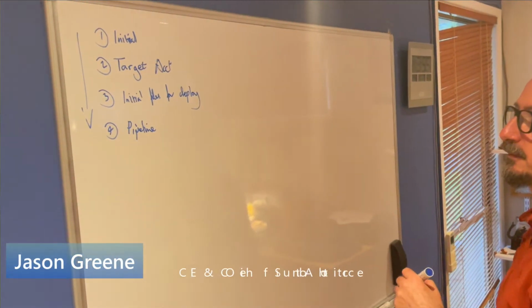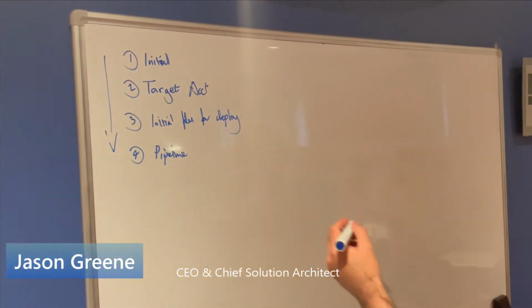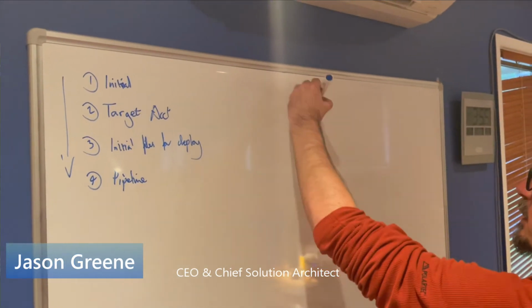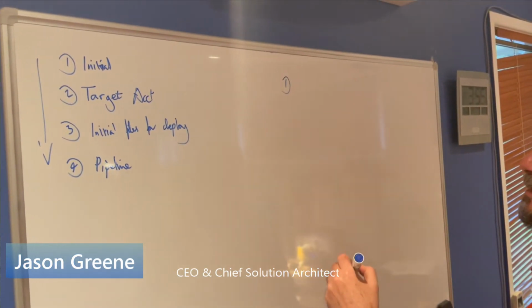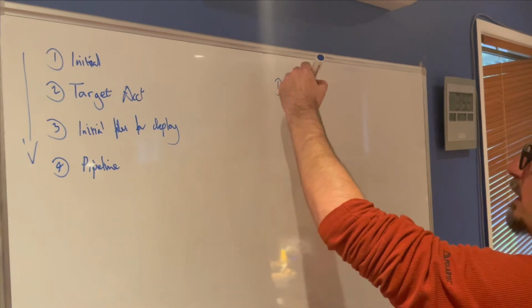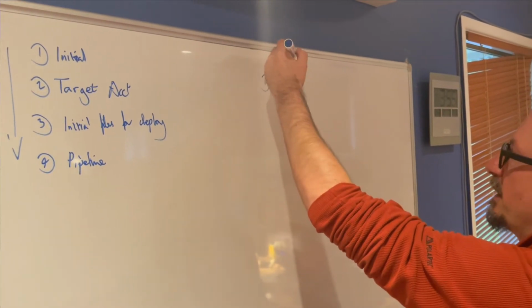and we run them in that order. So what does each one do? If we start with the initial template, that's a CloudFormation template that creates three things.